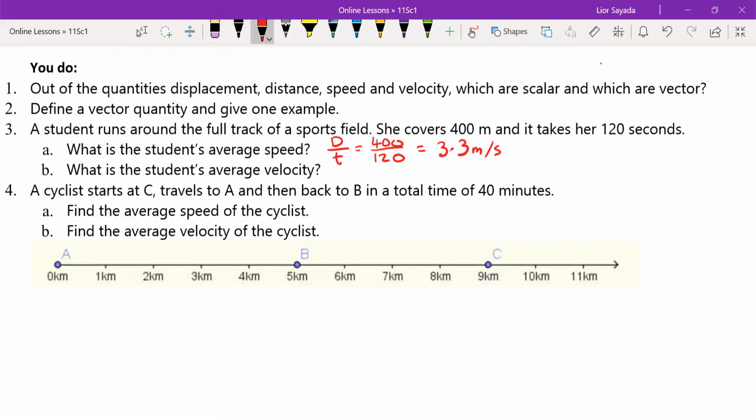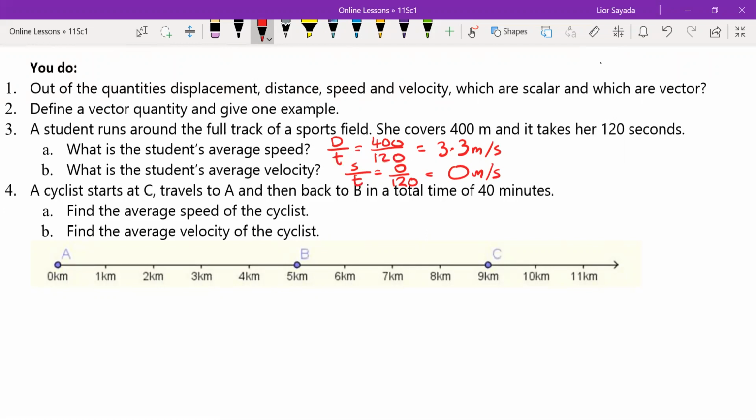For the student's average velocity, though, we don't want distance over time, we want displacement over time. The letter we use for displacement is S. Because the student has run around the full track and got back to where she started, the displacement is therefore 0. And when you do 0 over 120, you get 0.